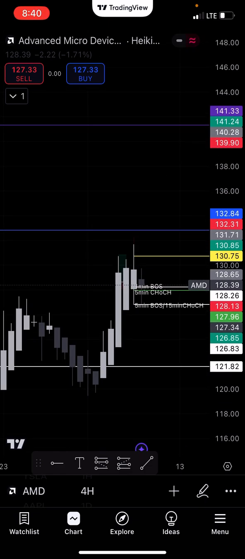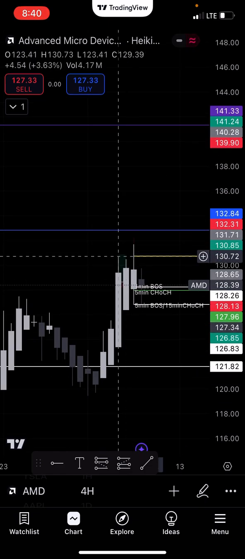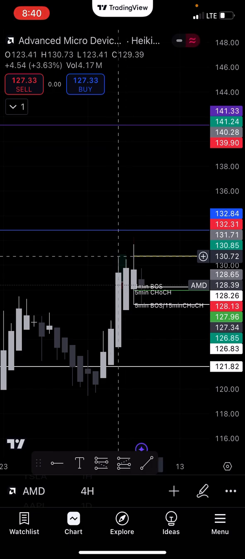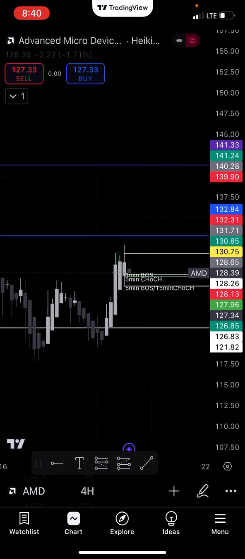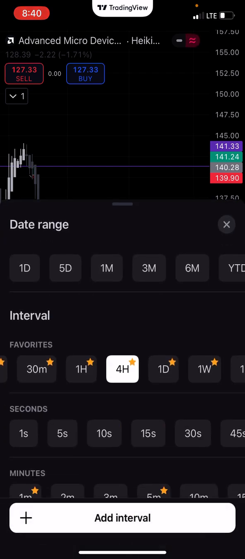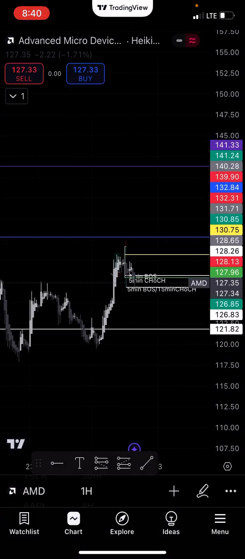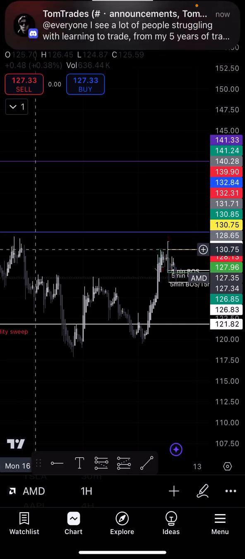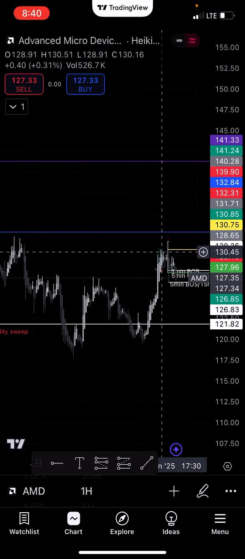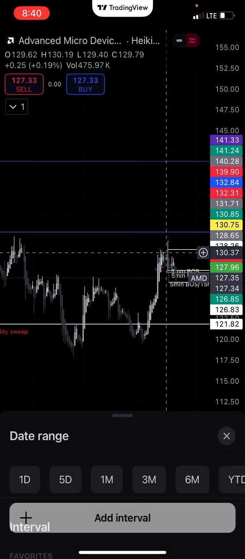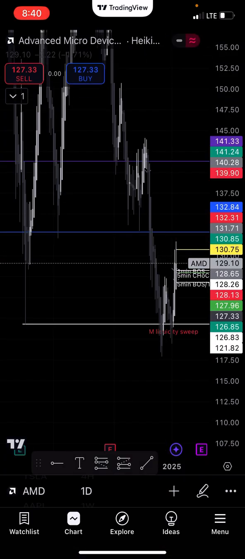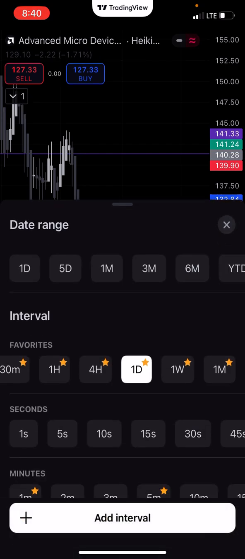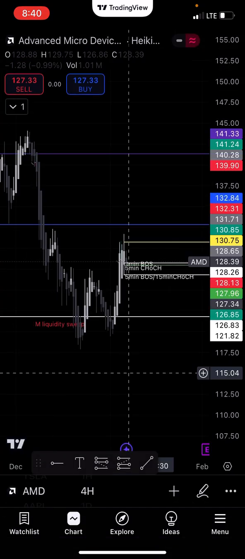So after we broke these highs, I looked for puts. I wasn't looking to break these highs right here because I knew to have a daily breakout structure and break these highs right here, we would need to sweep the 4-hour liquidity first.